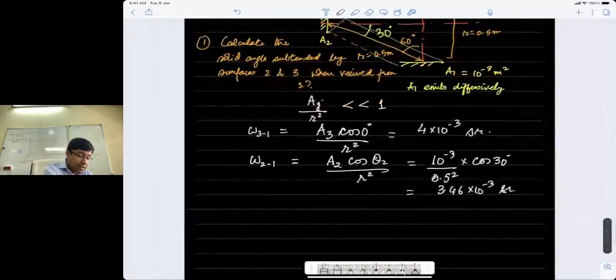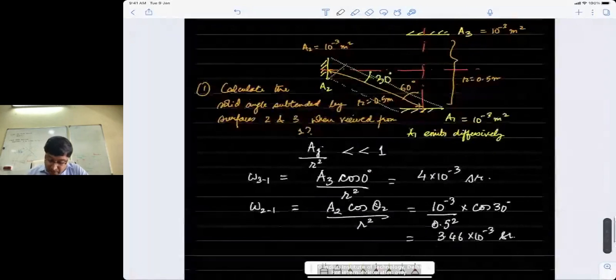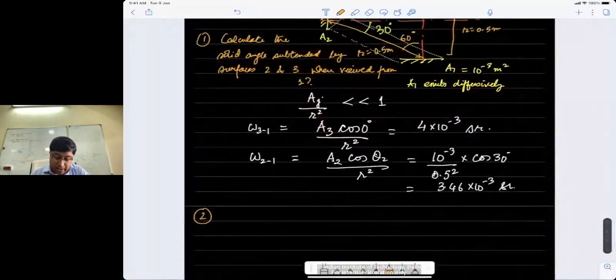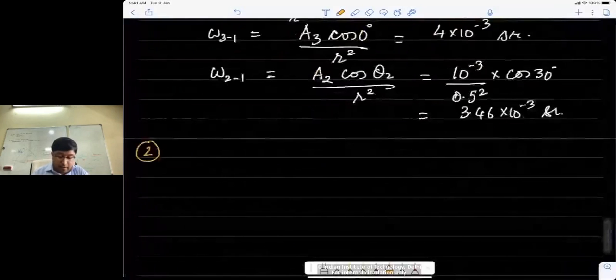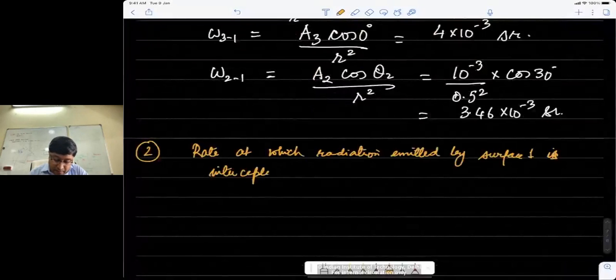Now let's look at the second part. Now this is an application of what we have done with the intensity so far. Okay. So say the second part of this question goes like this: calculate the rate at which radiation emitted by surface 1 is intercepted by these two areas, is intercepted by surfaces 2 and 3.